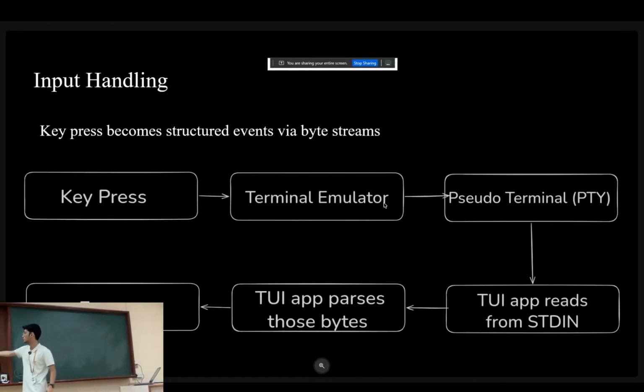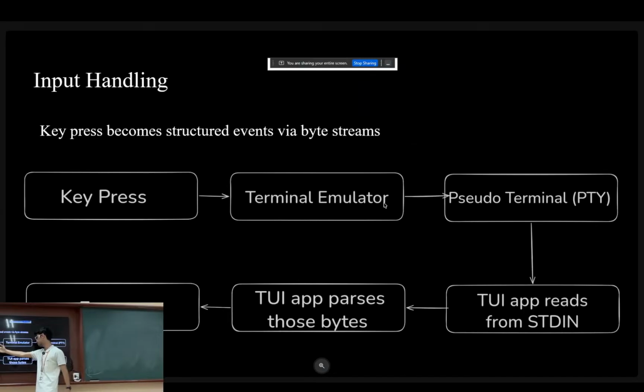So here's what's happening. You press any key in your TUI app, it goes to your terminal emulator. Your terminal emulator gives it to the PTY. Your TUI app reads it from the PTY, and then your program parses what that input should do. So up arrow should move the element up, whatever. It makes the event.